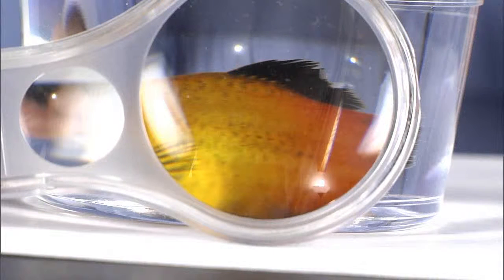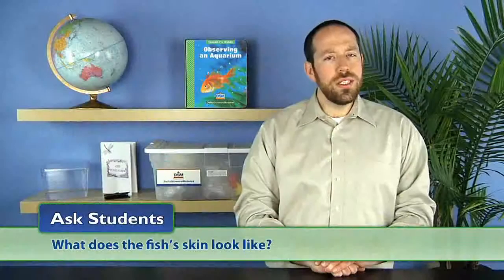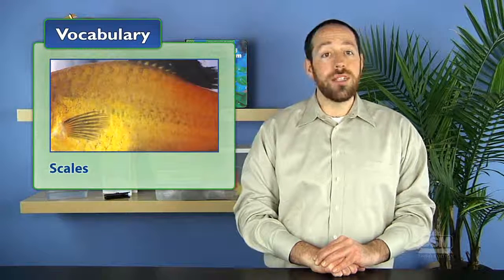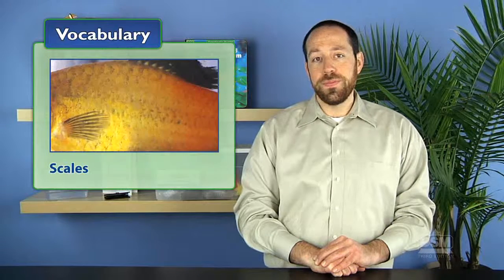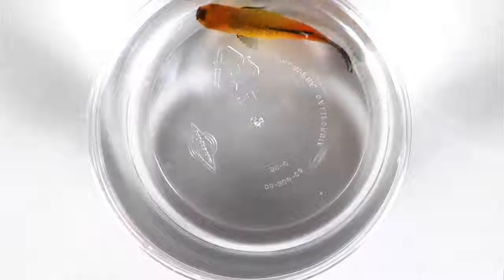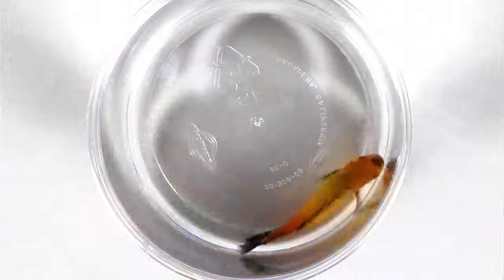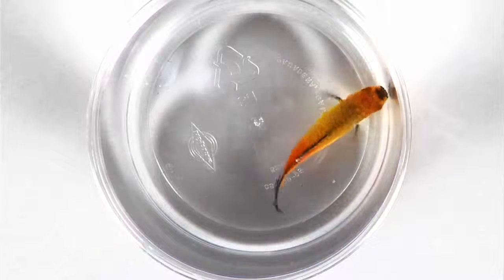Ask students to use a magnifier to examine the fish's skin, then ask, what does the fish's skin look like? Explain that a fish's body is covered with tough scales and a slimy coating, which help the fish glide through water and protect it from injury and infection. Next, ask students to describe how the platys swim. Platys, like most other fish, move through the water by flexing their muscular body and waving their tail fin. They may move slowly, dart about, or remain still.